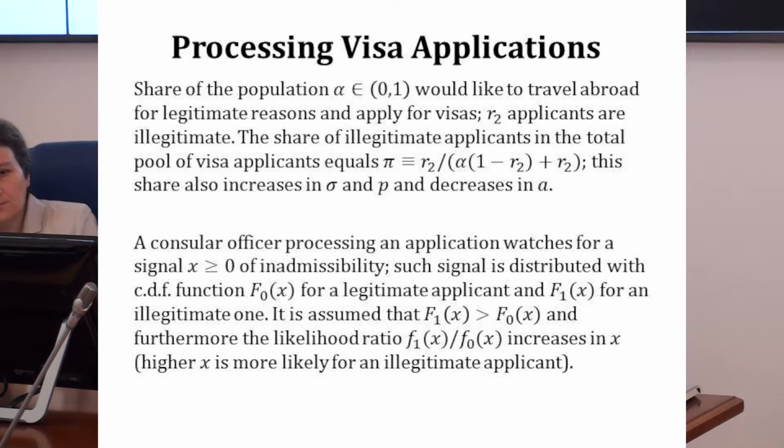Now, if you think about how visa process works, there is a consular official who treats an application, and she probably looks in an application file for some signs of inadmissibility. And such signs would be a signal for her to have a better look at the applicant and the file, and probably to reject the application. We assume that the signals of inadmissibility are random, but they're more likely to occur in the case when an applicant is indeed someone who wants to violate the visa rules. And we assume that there is a likelihood ratio which monotonically increases in the sign of inadmissibility. So the higher is that sign, the more likely it is that the applicant is inadmissible.